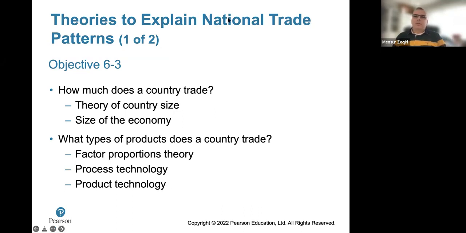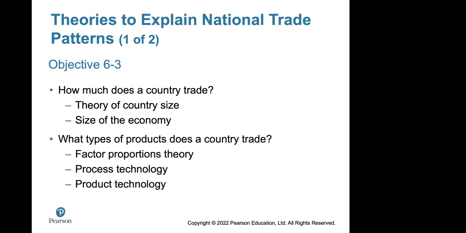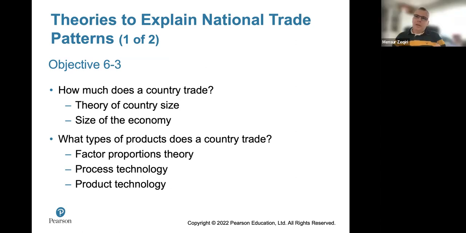So when we talk about process technology, according to the factor proportions theory, this becomes more complicated when the same product can be created by different methods, either through labor or through capital intensity. On the other side, when we talk about product technology, manufacturing is the largest sector in world trade, and competitiveness depends mainly on technology to develop new products and processes.